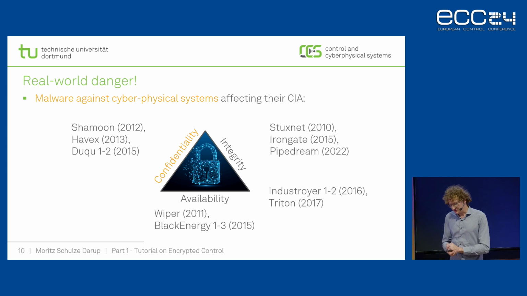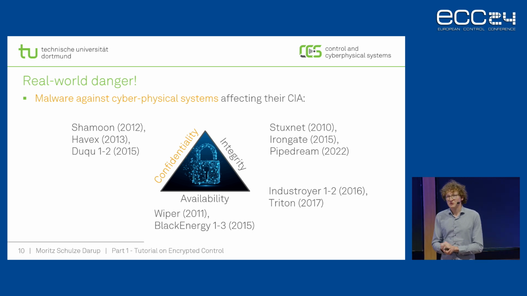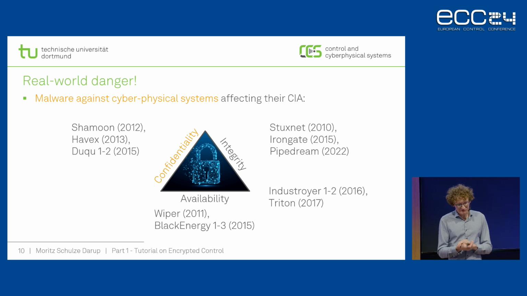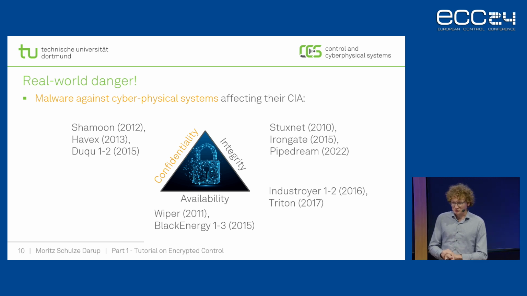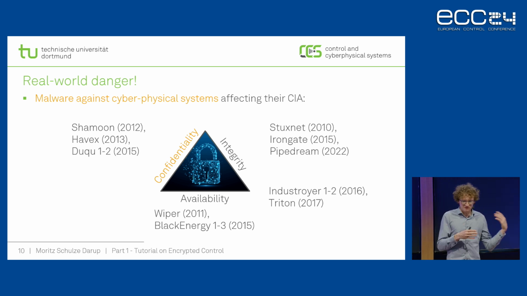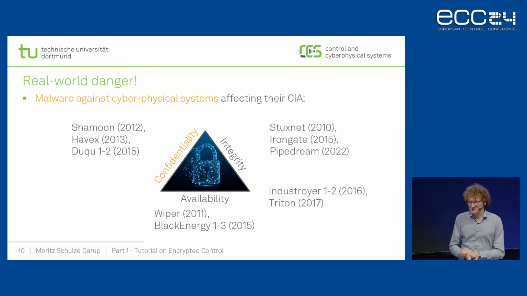Well, it's a real-world danger, and there are many malwares explicitly acting against cyber-physical systems, and here is just a bunch of them. You will definitely have heard about Stuxnet, but there are other malware attacking either the integrity, the confidentiality, or the availability of our process data. And today we are dealing with the confidentiality part, so we are aiming for privacy.